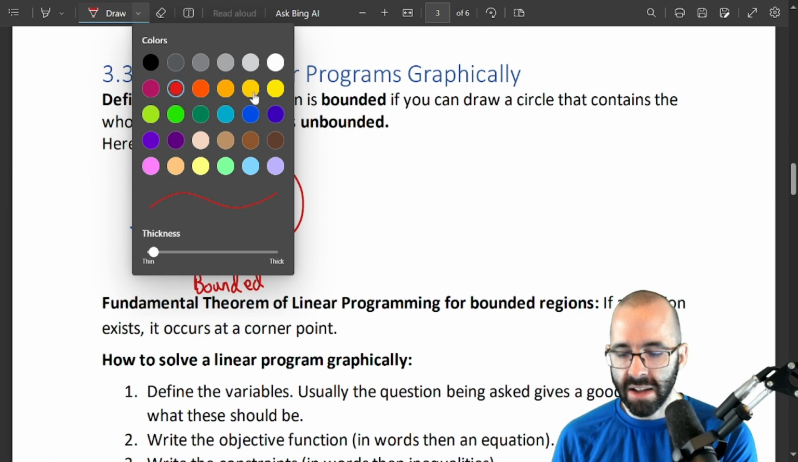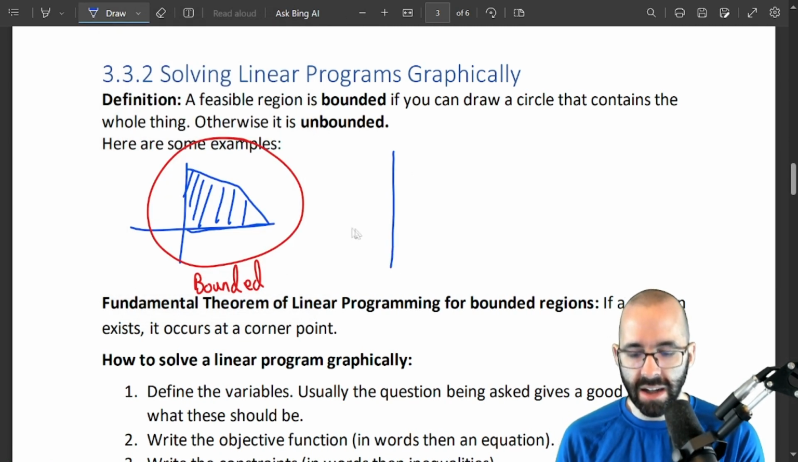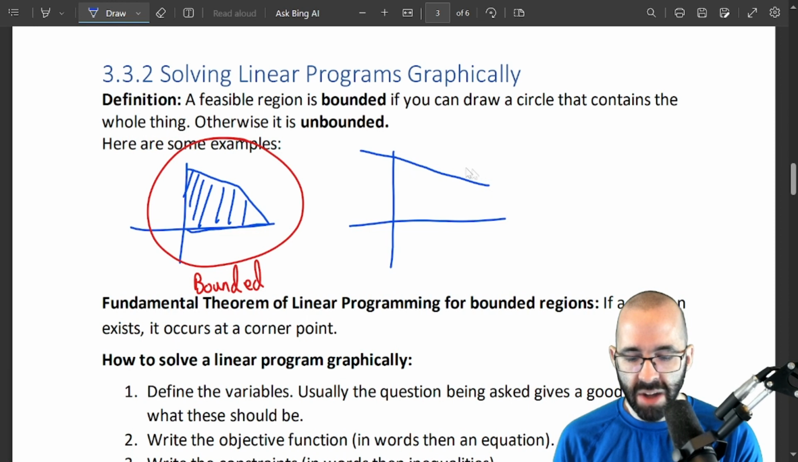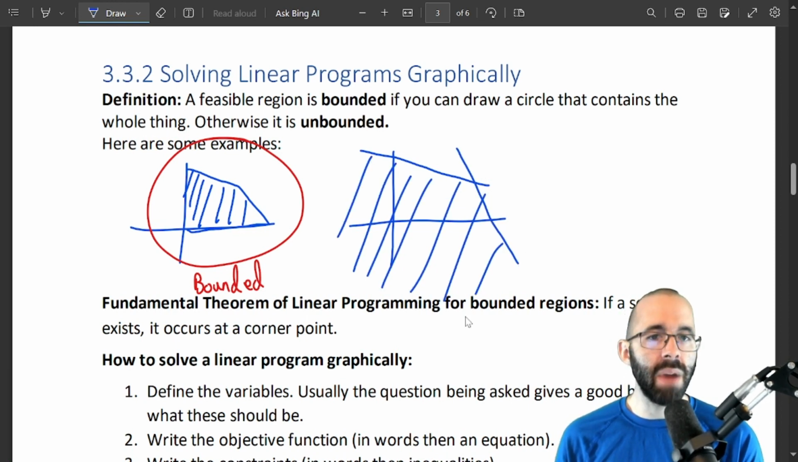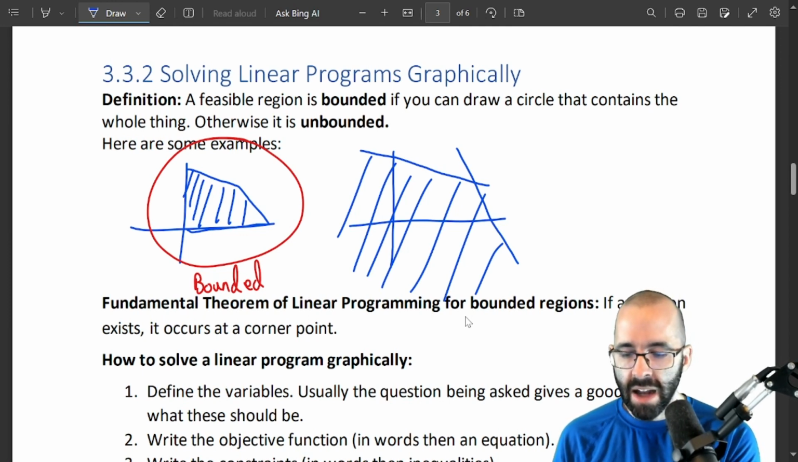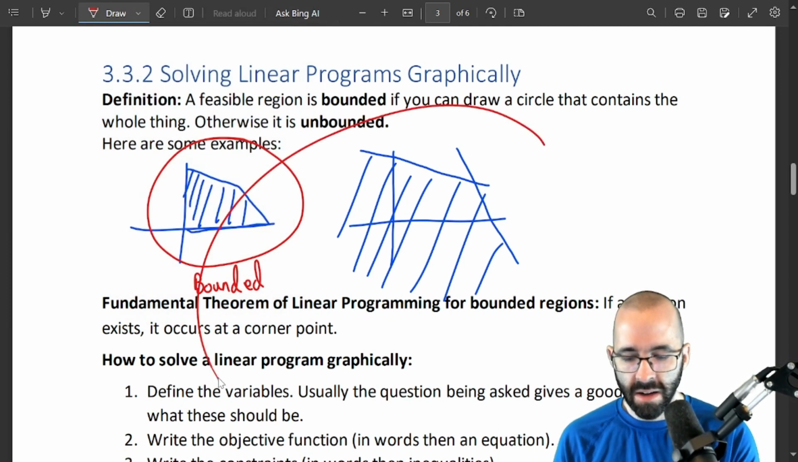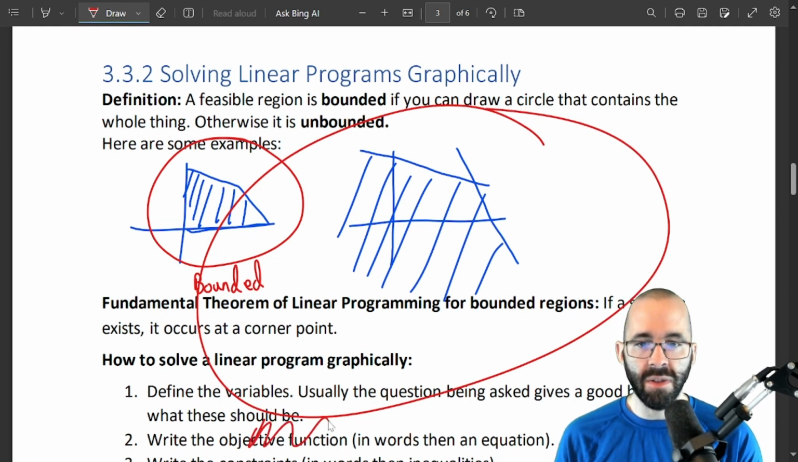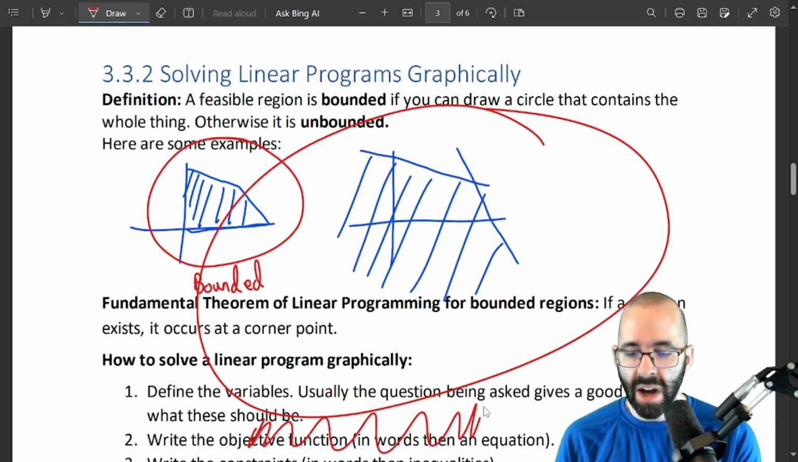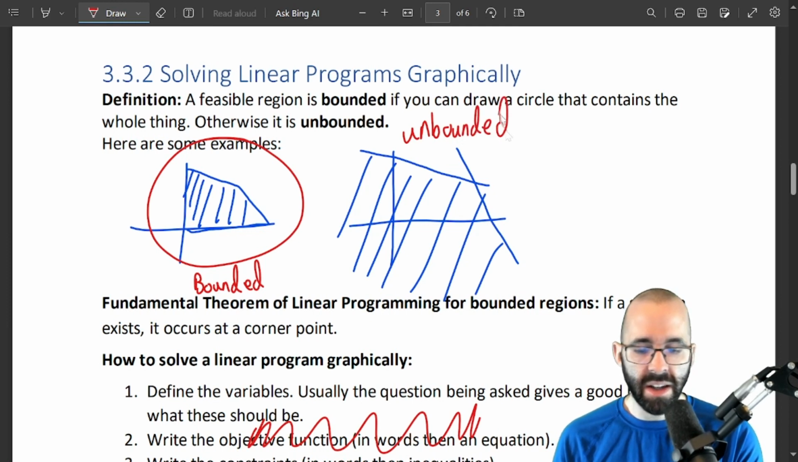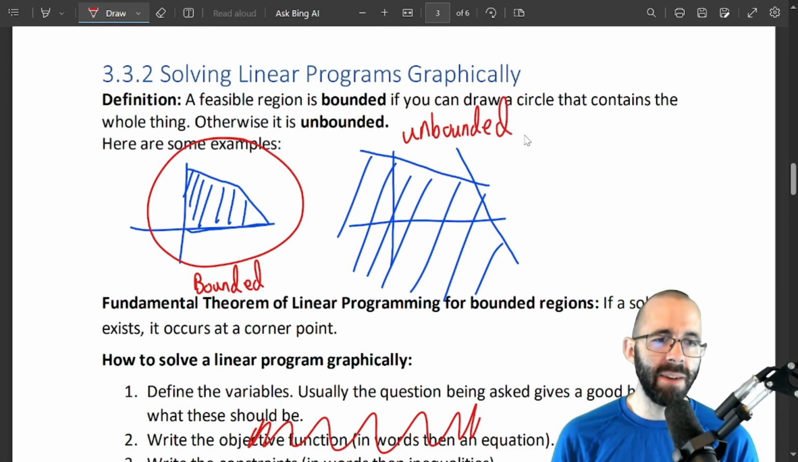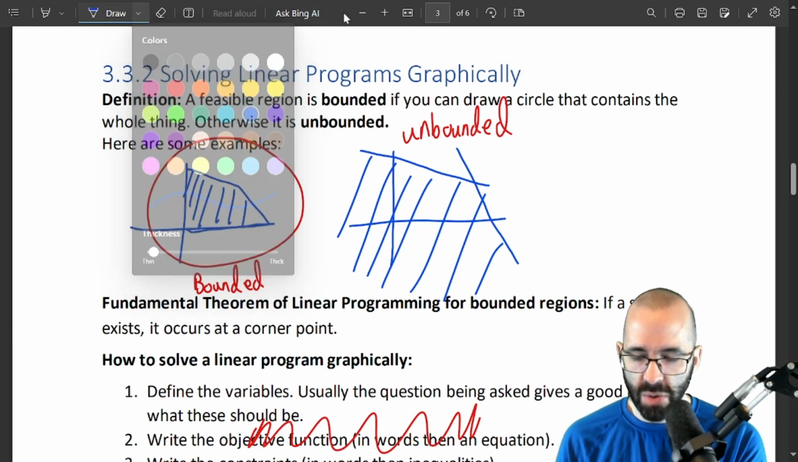But if I didn't have the non-negativity constraints, if we had these same lines but we said it could be positive or negative, well, now it's unbounded. Because any circle I draw still extends way over here even. So I can't draw any circle that has the whole region. This is an example of something that's unbounded. We're not really going to be solving unbounded problems. There might be one or two that pop up, but we won't worry about them too much.